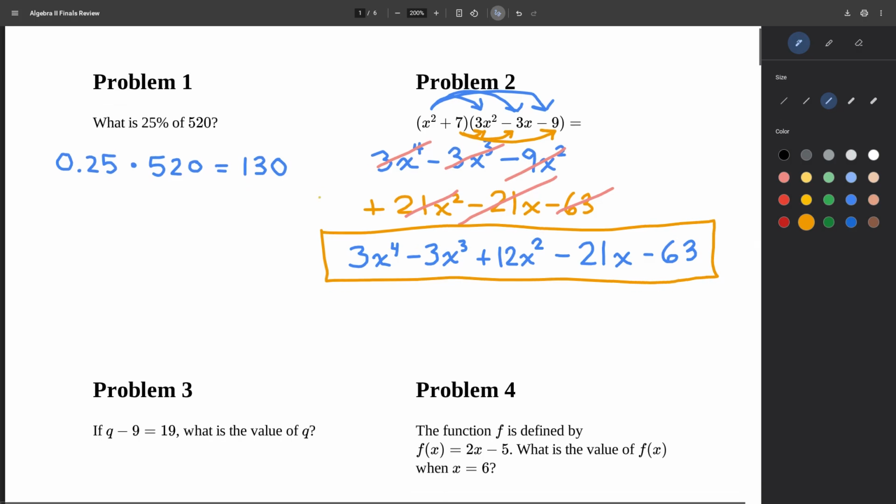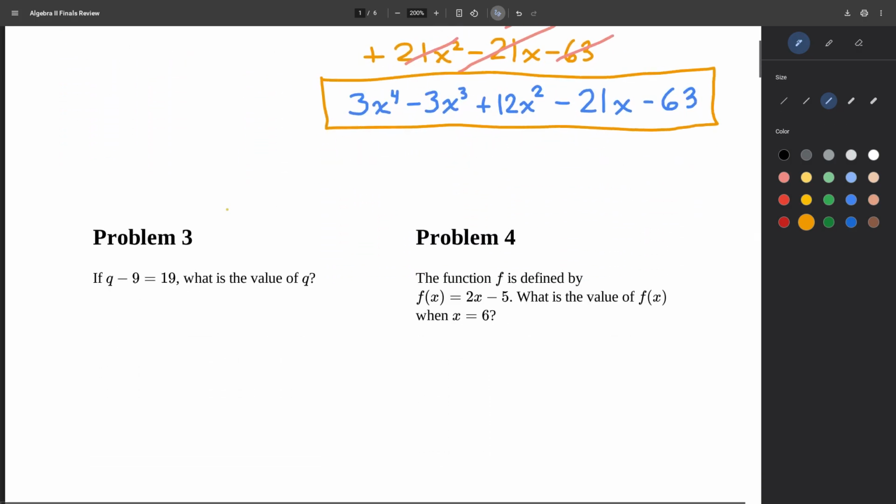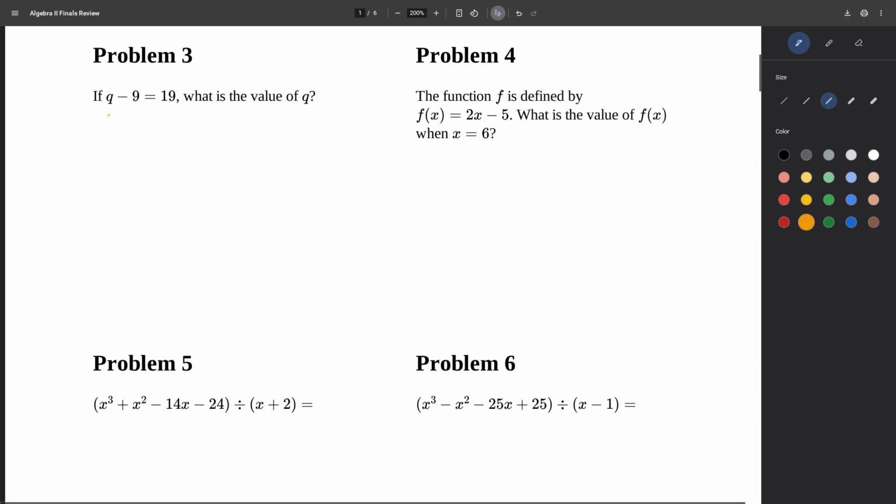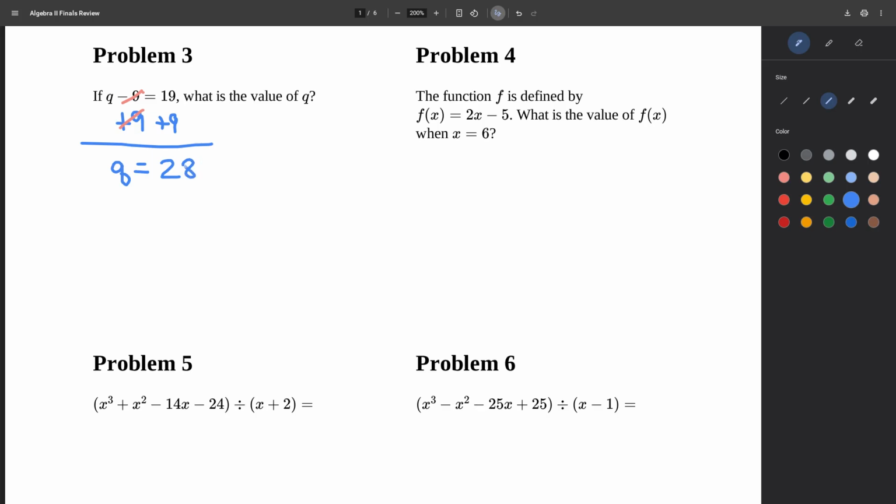Okay, let's go to problem 3. So problem 3, if q minus 9 equals 19, what is the value of q? Well, we have to solve for q, so we're going to add 9 to both sides. 9 minus 9 is 0. So we're going to get q is equal to 28 here because we have 19 plus 9. So q equals 28 for that one.